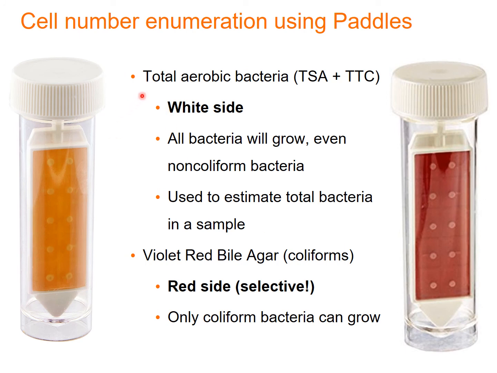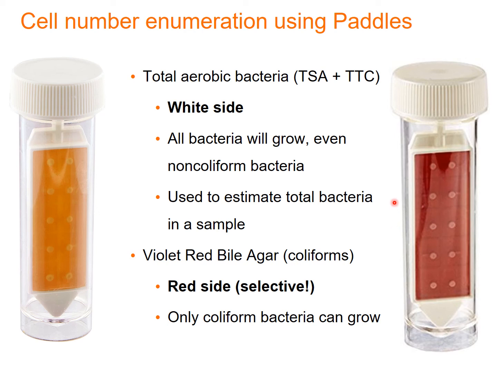So here's our white side. This is made up of TSA, and it also has a chemical called TTC, which is a dye that turns red in the presence of bacteria, just so that it's a little bit easier to look at. So all bacteria is going to grow. An environmental water sample taken from somewhere without fecal contamination is all but assured to have bacteria growing on it. As I said before, the red side is selective and it will only allow coliform bacteria to grow.